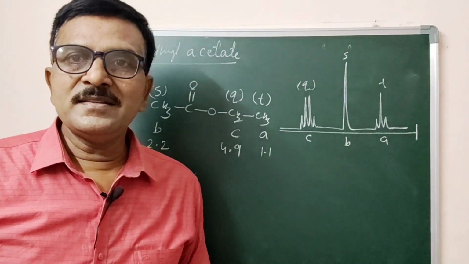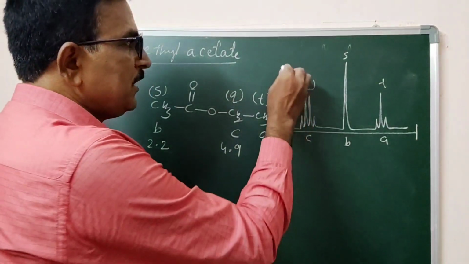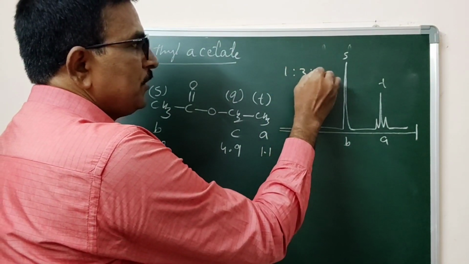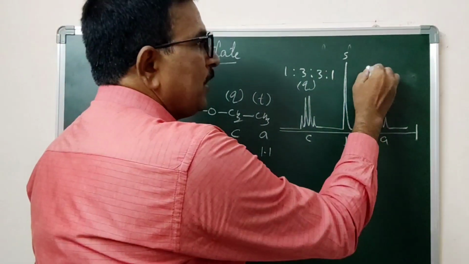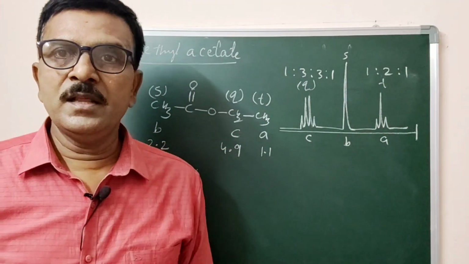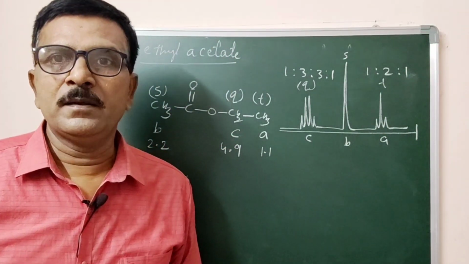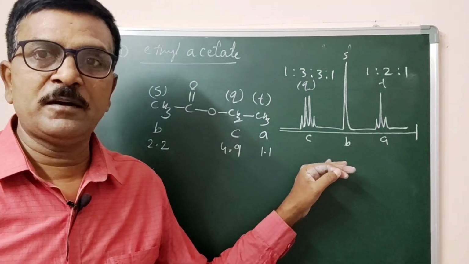Now what are the intensities for the quartet? It will be 1:3:3:1. The intensity ratio is 1:3:3:1. For the triplet it is 1:2:1. That we studied in the spin-spin coupling topic. So this is about the ethyl acetate spectrum.